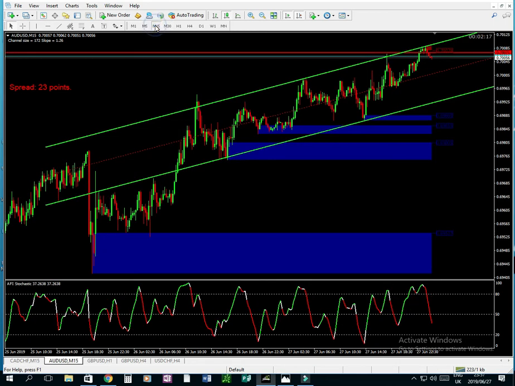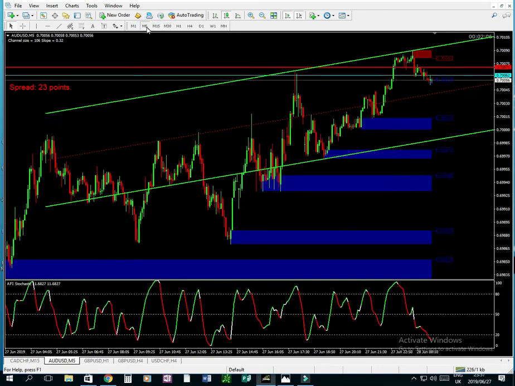So let's go over to 15 minutes. On 15 minutes, we are a bit late, the stochastic is already sold. The market is still trying to push and fight for a sell. Coming to 5 minutes, it's oversold.